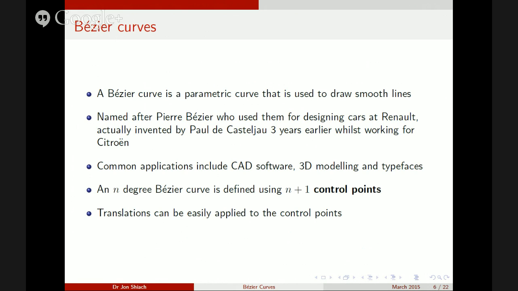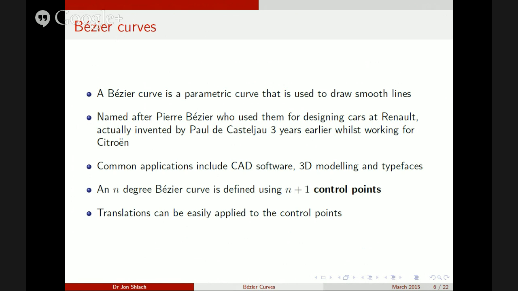Okay. Common applications, computer-aided design software. So it was originally designed for the car industry. So obviously you want cars to be sort of aesthetically pleasing or nice curves. And it's also used in 3D modeling and sort of most common in typefaces. Okay, we're looking at fonts on this screen. All these fonts are Bezier curves. Okay, so the B in Bézier, that's defined using Bezier curves. So whenever you use a word processing package or any form of text on screen, you're using Bezier curves.